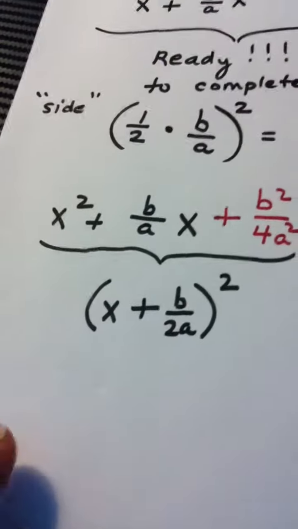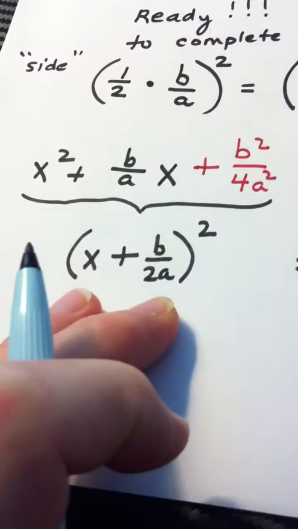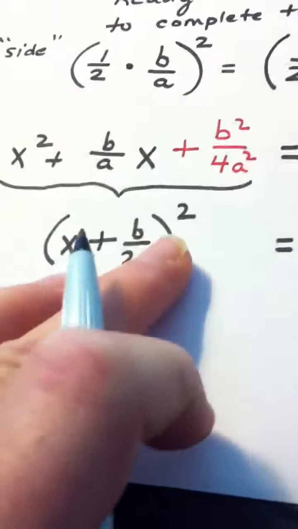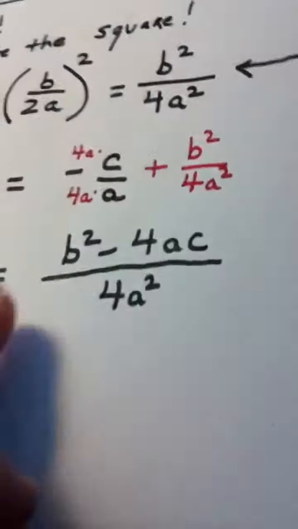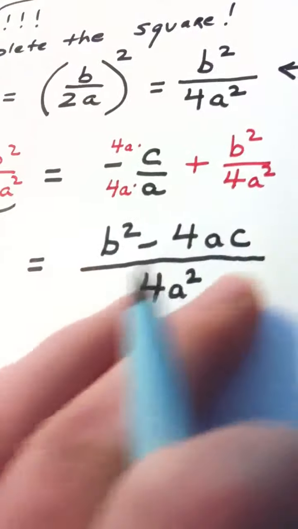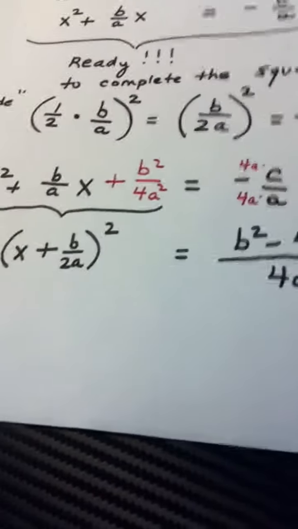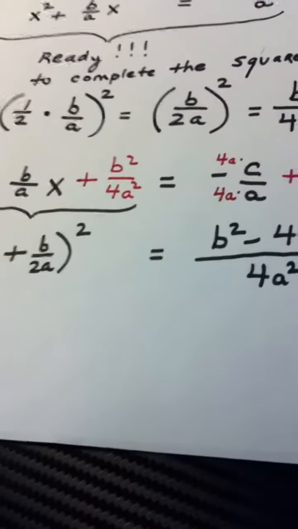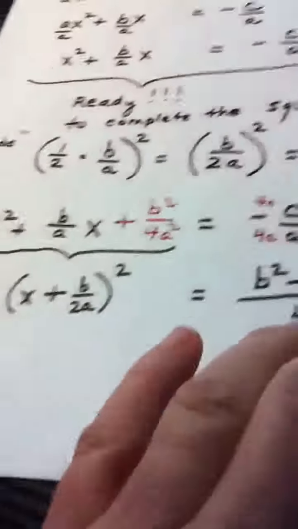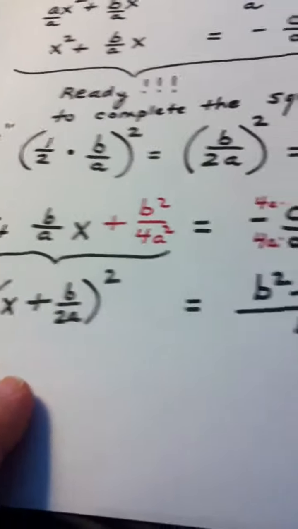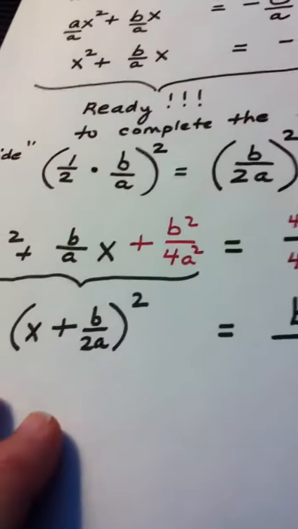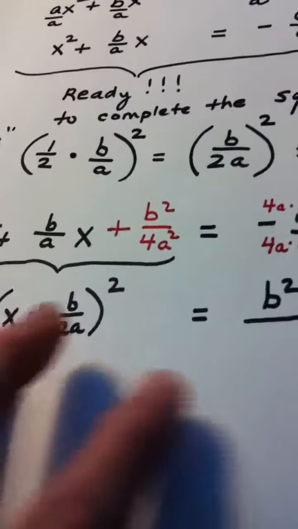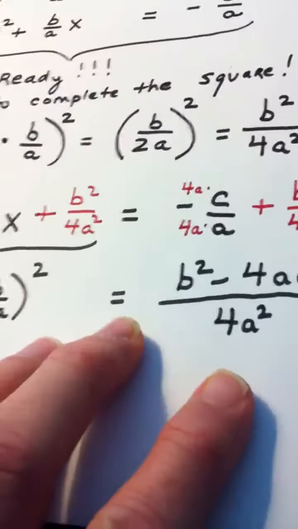So here's where we are right now. x plus b over 2a, quantity squared, equals b squared minus 4ac all over 4a squared. In the next video, I'm going to continue, but this is as far as I'm going to go in this video. I want to take it in pieces. So this is video 2 of 3.